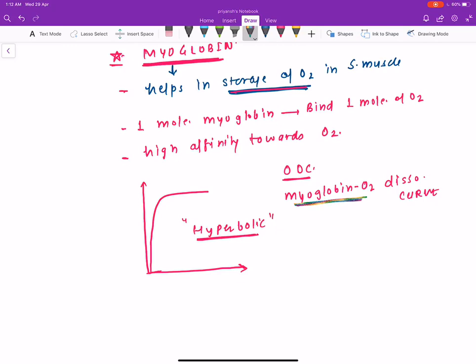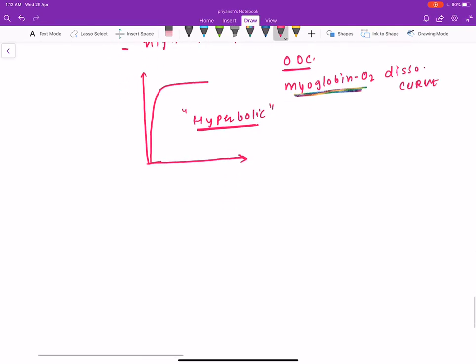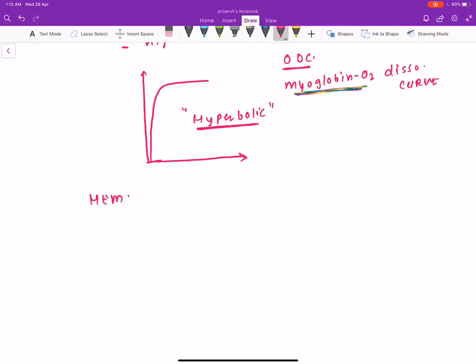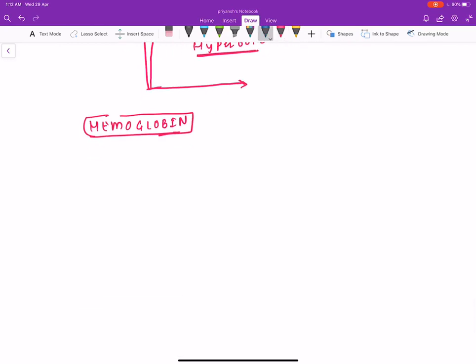You may have learned this in physiology. There are two dissociation curves that we should know: the hemoglobin oxygen dissociation curve and the myoglobin oxygen dissociation curve. The myoglobin oxygen dissociation curve is hyperbolic in shape. If we compare this with hemoglobin, the function of hemoglobin is basically transport of oxygen. Myoglobin is for the storage of oxygen in the muscle, whereas hemoglobin is for the transport of oxygen.